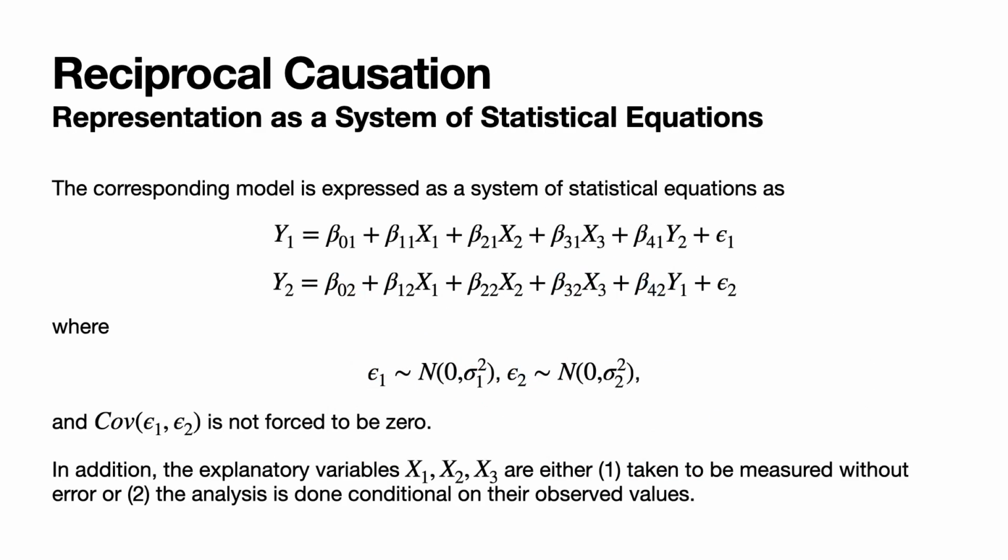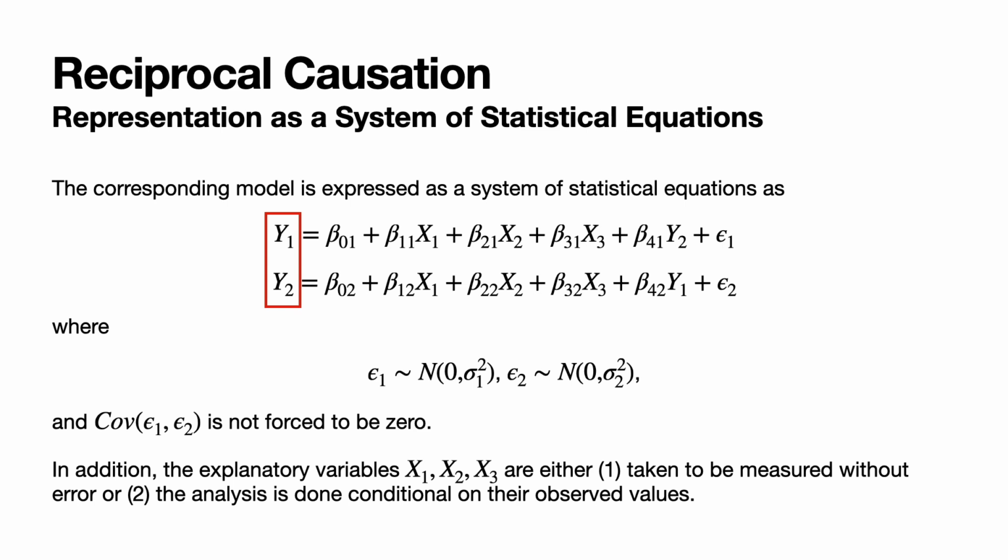The corresponding model is expressed as a system of statistical equations in the following way. The first response variable y1 is equal to beta 01, the intercept, plus beta 11 times x1, plus beta 21 times x2, plus beta 31 times x3, plus beta 41 times y2, the second response variable, plus the error term epsilon 1. The second response variable y2 is equal to beta 02 plus beta 12 times x1 plus beta 22 times x2 plus beta 32 times x3 plus beta 42 times y1, the first response variable, plus epsilon 2. And again, the error terms epsilon 1 and epsilon 2 are assumed to be normally distributed with a mean of 0 and their own variances.